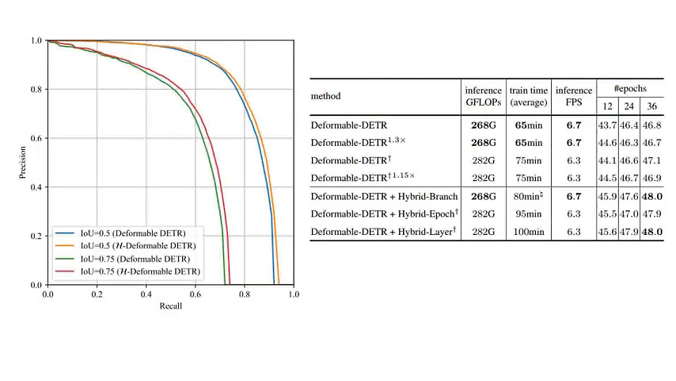From the left precision-recall curves, we can see that our approach consistently improves the recall of the baseline under two different IoU thresholds. And from the right table, we can see that hybrid matching approaches consistently outperform the baseline under different training epochs, and the hybrid branch scheme is the best choice if we consider the trade-off of training time, inference GFLOPs, FPS, and accuracy. Therefore, we choose the hybrid branch scheme by default if not specified in the following ablation experiments.